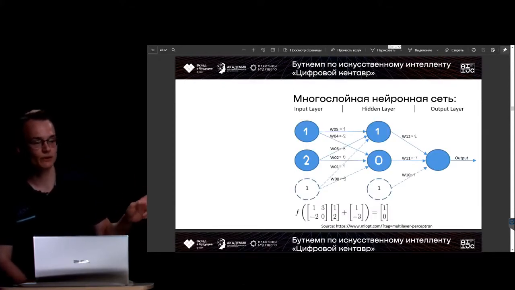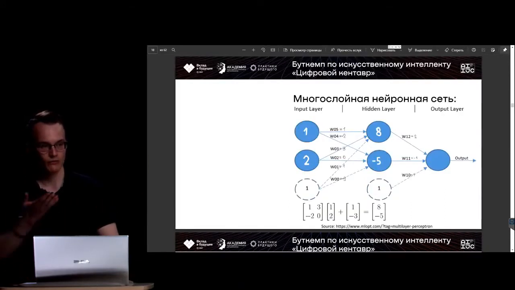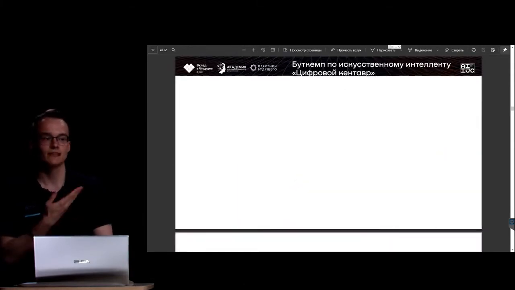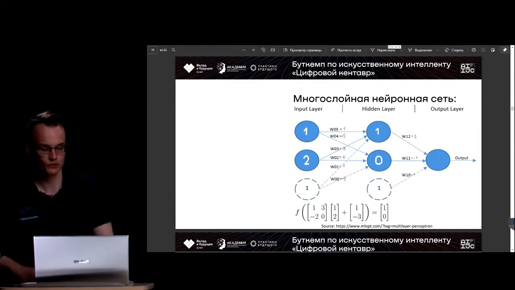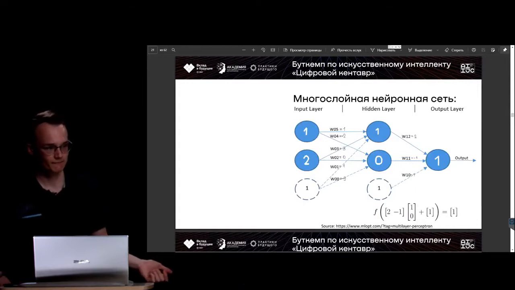And now we must apply the activation function for these neurons. The activation function for us is a step. We had 8 and we got 1. We had minus 5 and we got 0. So it's all logical. So how do we get the output? We multiply 1 by 2, 0 by minus 1, and 1 by 1. So we get 3. We apply the activation function and we get 1. Cool.